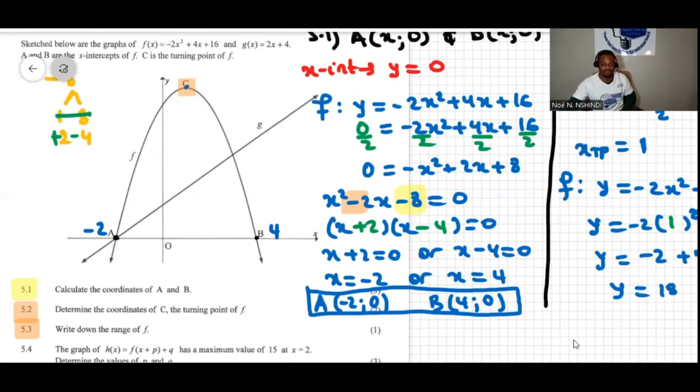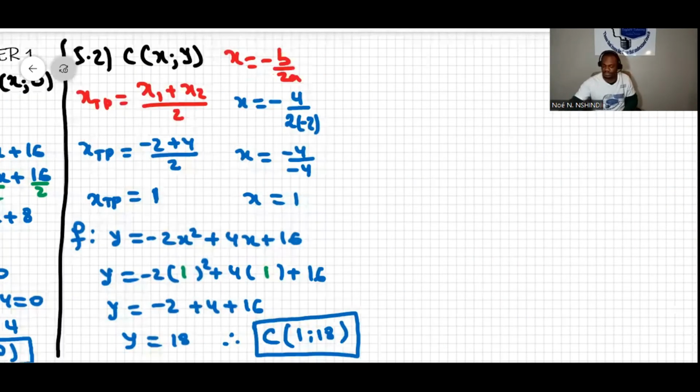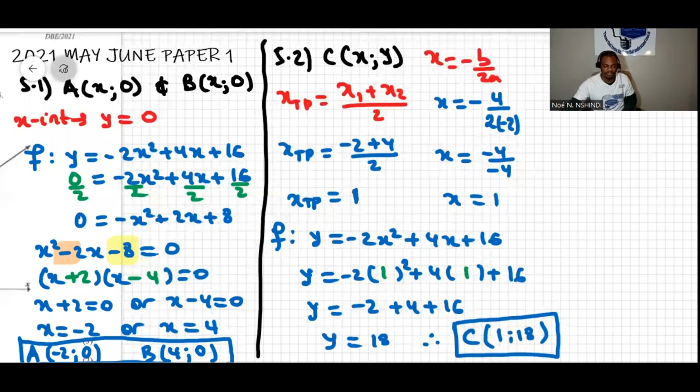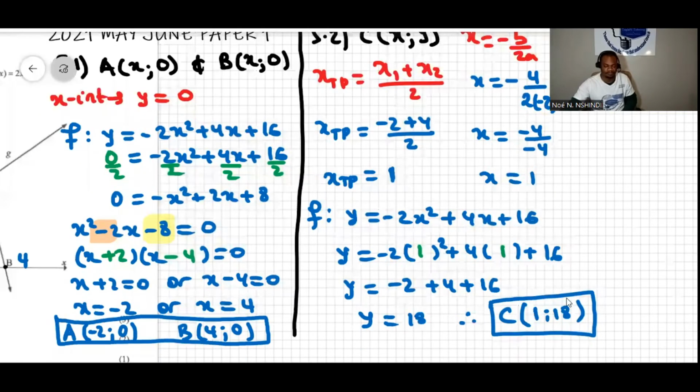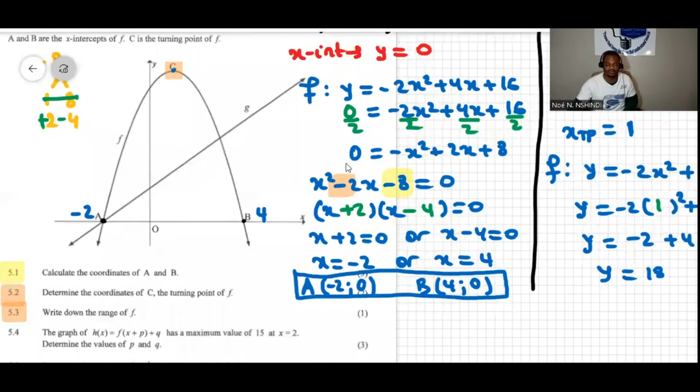Okay, so we will say 5 points. You can just write the answer there. Over here, this will be to write y is lesser than or equal to 18.